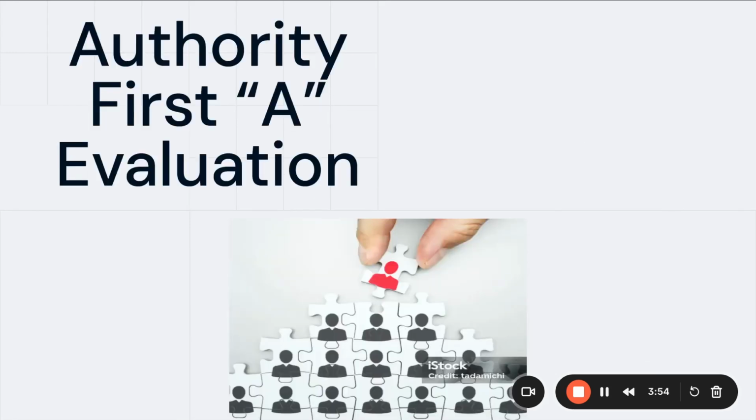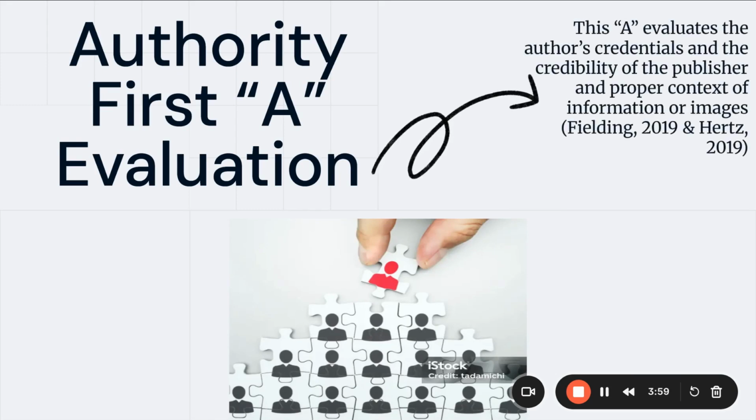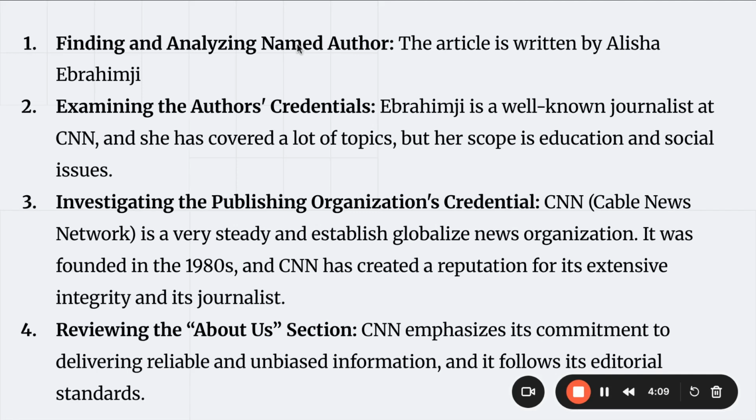Now, moving on to the first A in CRAAP, authority. What does authority mean? It evaluates the credentials and the credibility of the publisher and the proper context of the information and also images. Let's take a look at that. First of all, we need to find and analyze the name of the author. It's very clear that it is written by Alicia Ibrahim. Examining her credentials, she's a well-known journalist at CNN, and she has covered a lot of topics, but her scope is educational and social issues.